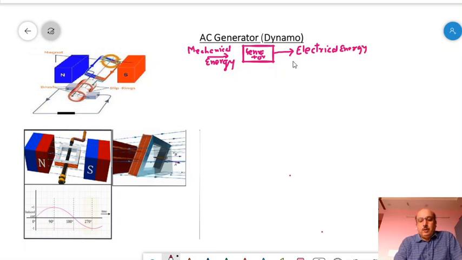It was invented by Nikola Tesla, a Yugoslavian. If the current generated by a generator changes its magnitude and direction with time, then it is called an AC generator.